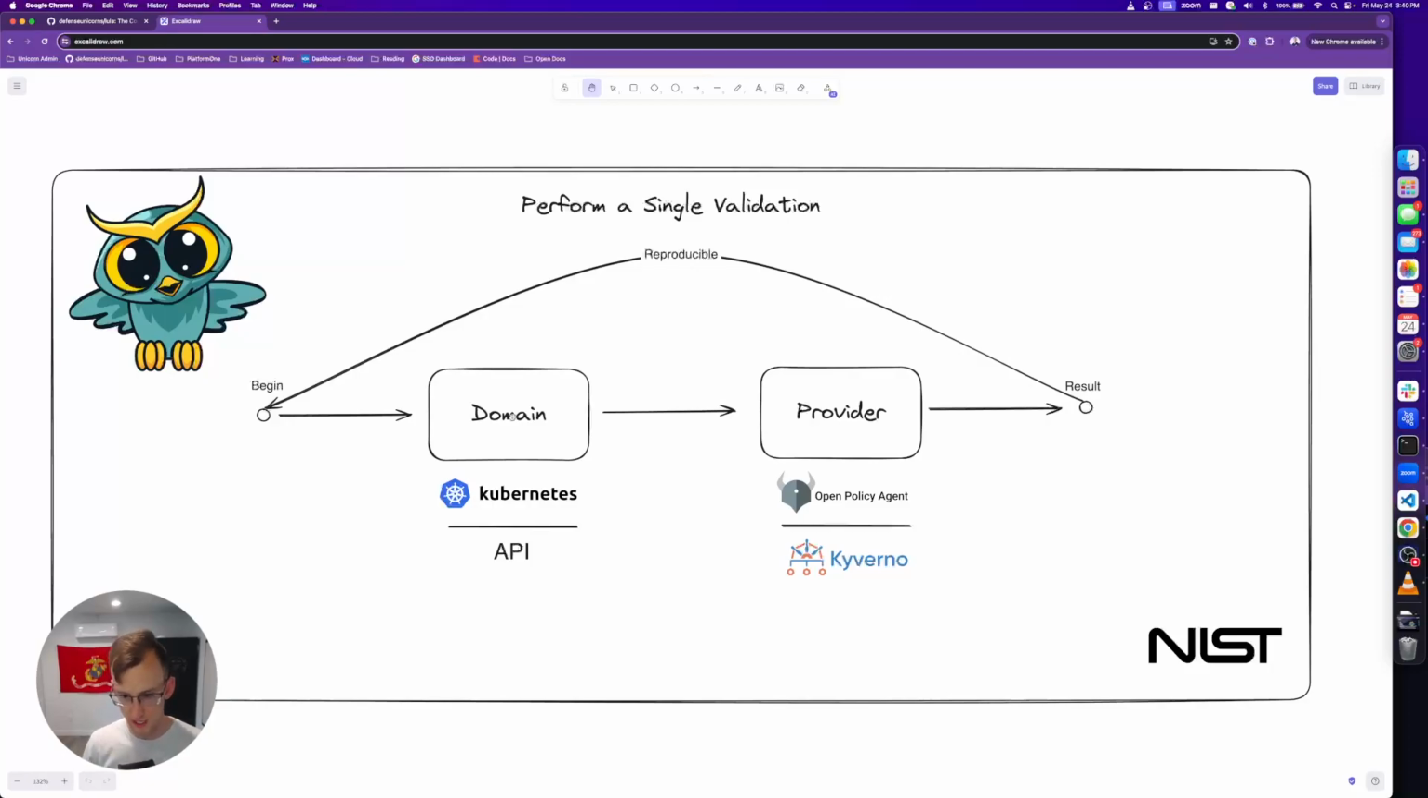Once you have your data, you will then pass that to your provider. And a provider in this instance is the policy decision maker or decision making engine. Today we have support for Open Policy Agent and Kyverno, which means you can write your policies in Rego for OPA and the Kyverno policies, the validating policies for Kyverno.